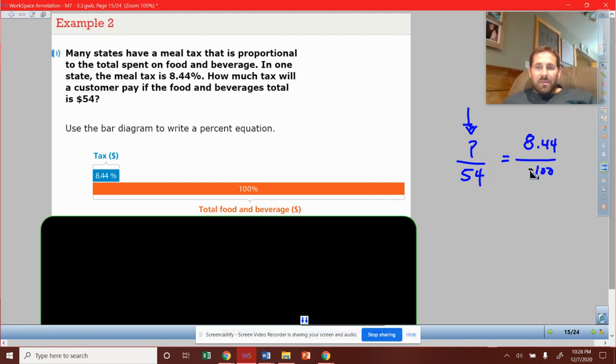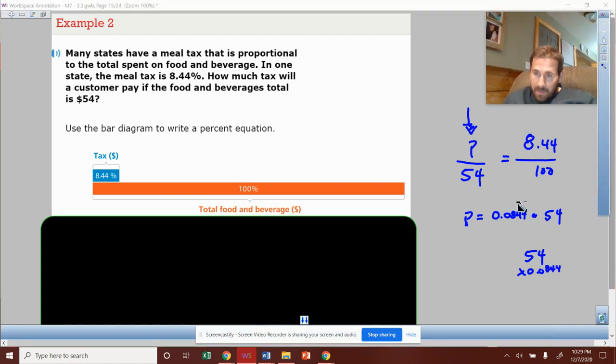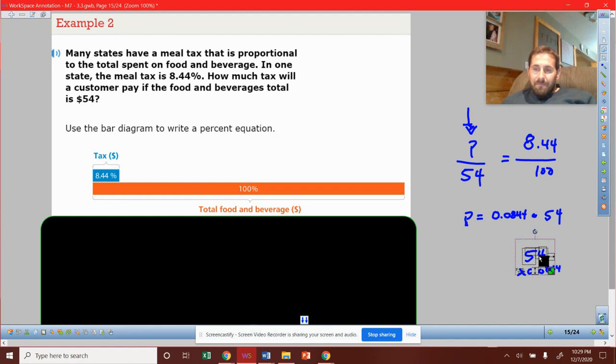So we can cross multiply and figure it out, or we can use our equation that we did the other day, or yesterday: part equals percentage times whole. So just make sure you write your percentage as a decimal. So I'd move that decimal 2 spaces, so it's 0.0844 times 54. So we could line this up and do 54 times 0.0844, and we could multiply that out.